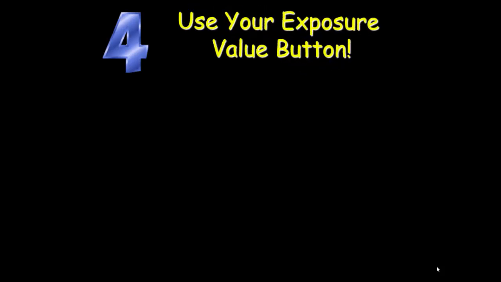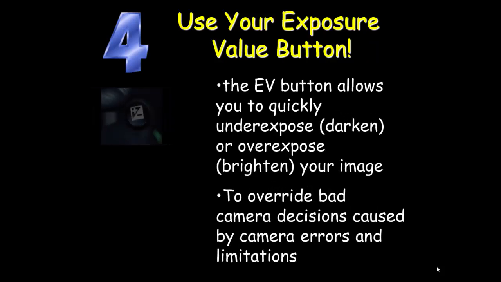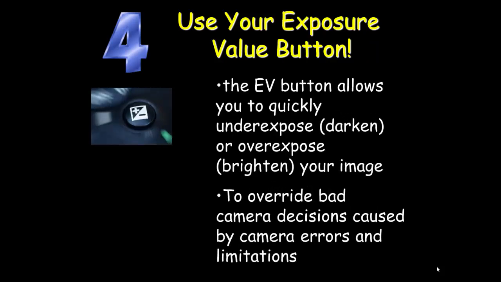Number 4, now this number 4 is really important. You want to use your exposure value button on your camera. You need to learn how to do this. Often it's a square with a plus minus symbol. It may be a little button on the back of your camera. It could be in the menu structure where you just see a scale of 0 to plus or minus.